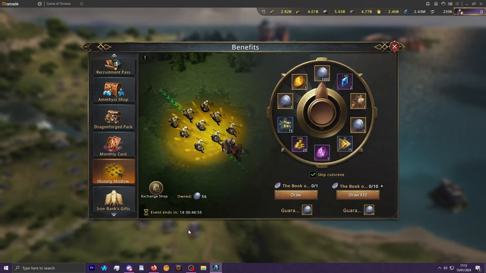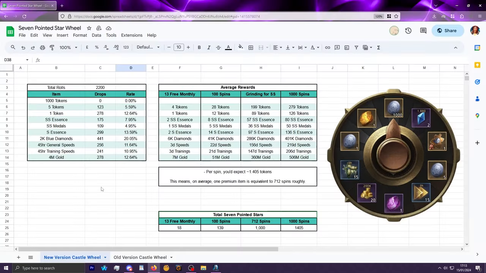So the point of this video is very simple. I have tracked some data. There are 2,200 spins of this wheel in this data sample, and I'm just going to look into approximately with the data I have how much cheaper getting those premium castle skins now is with the additional means of obtaining these 7-pointed stars, and roughly how many spins you're going to have to do to hit the 1,000 7-pointed stars to actually buy what you're after.